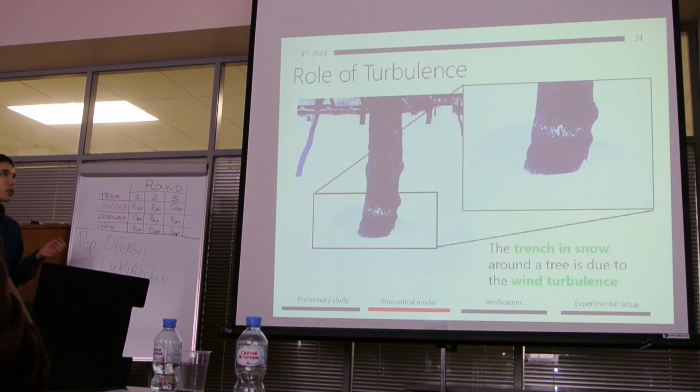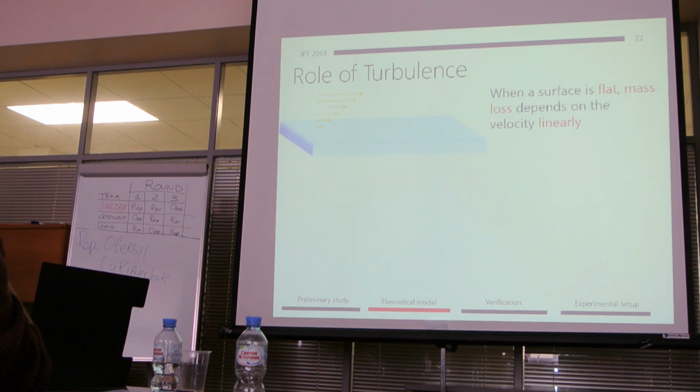But we know that turbulence may play a key role, because we know that trenches and snow around trees look similar to the surface around a stone, and it happens due to wind turbulence. So, why do you think so?